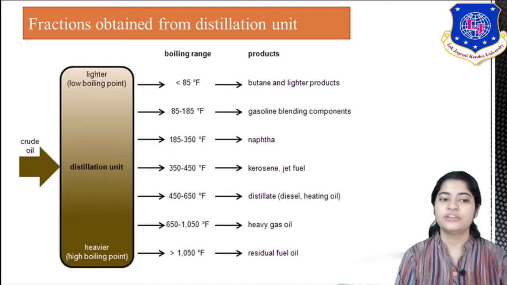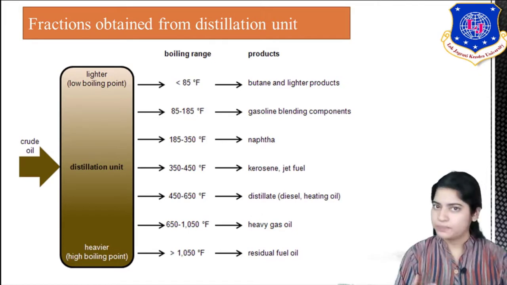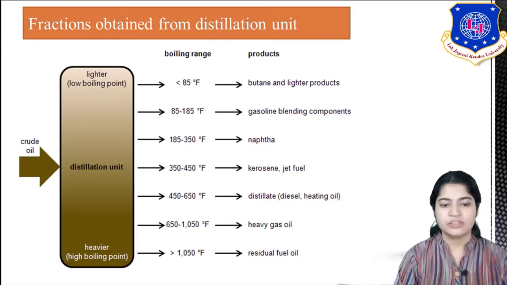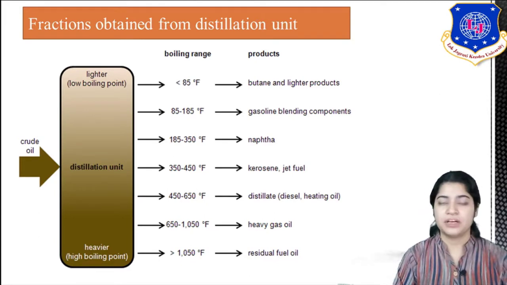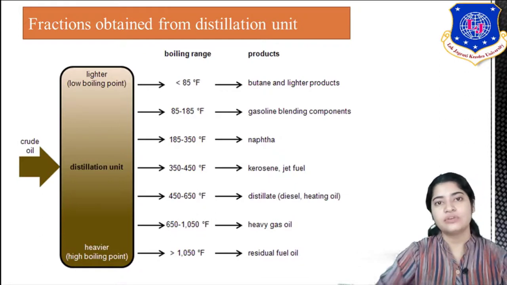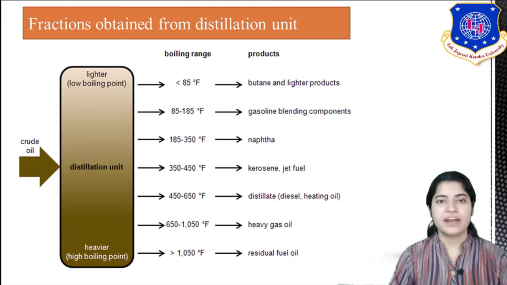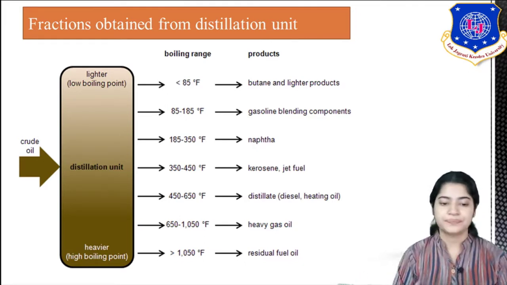Now let's have a look at the various fractions you obtain from atmospheric distillation. The topmost is what? Gases and the lighter products. Then gasoline comes, naphtha. Now naphtha, this is the rough description, is again divided into light naphtha, middle cut naphtha, heavy naphtha. Based on your requirement you can take out the cuts from the distillation column. This varies from refinery to refinery. Based on their product requirement they can take out the cuts.